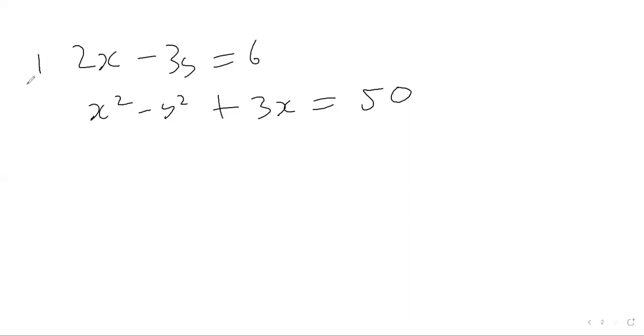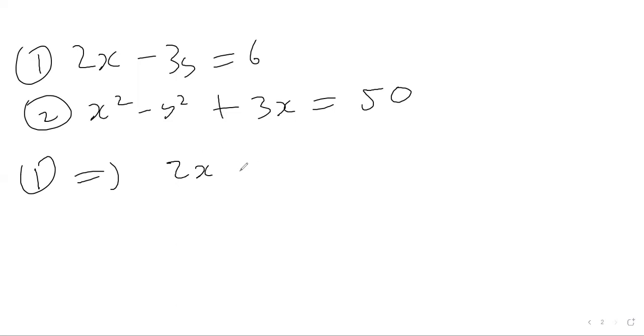I'll call this number 1 and this number 2. So let's take number 1 and make y the subject of the formula. If we add 3y to both sides and subtract the 6, we get 2x minus 6 equals 3y. Divide both sides by 3, and we get y equals 2 over 3 x, subtract 2. 2 divided by 3 is 2 over 3, and 6 divided by 3 is 2. Negative 2 in this case, because of that negative sign.